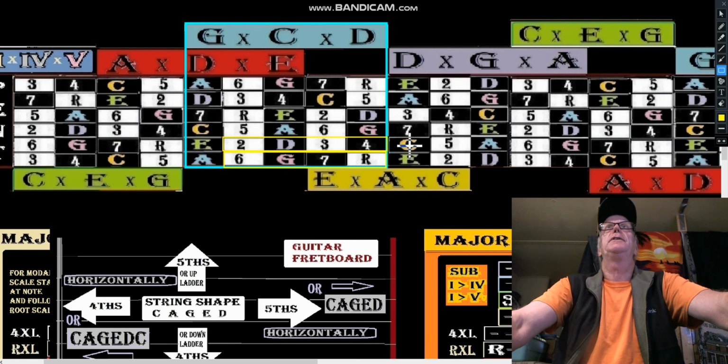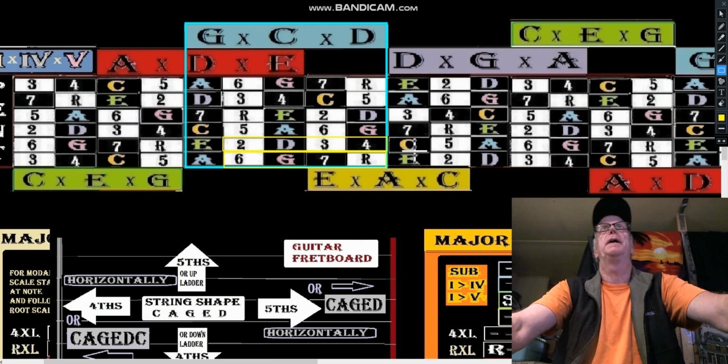Now this spells cage if you start from here. C, A, G, E, D. Okay, so it's going up the ladder, but we're going to skip this. We're going to go straight up this way. We're not going up the ladder. Okay, so we don't have almost repeating notes.